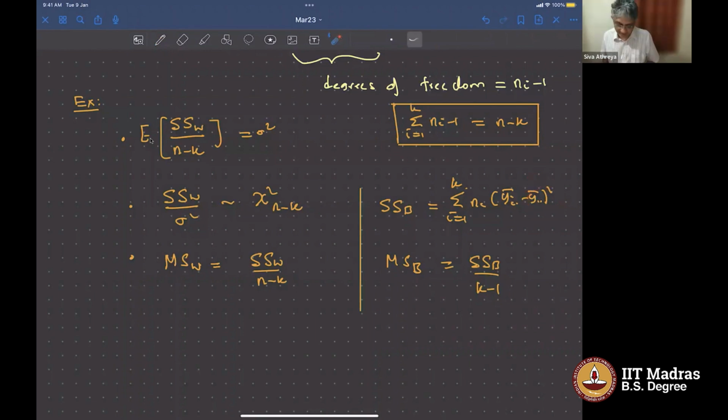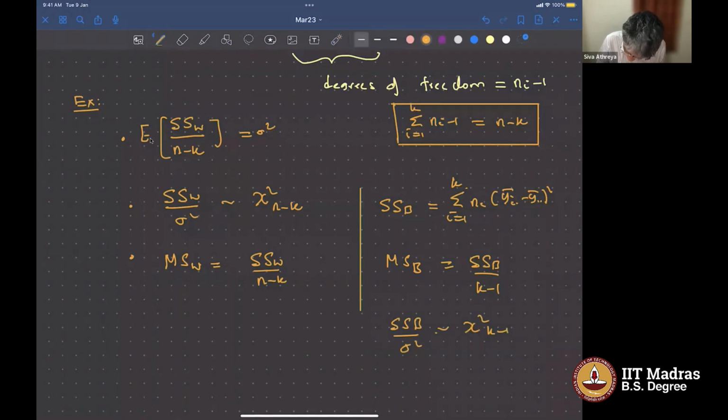So k minus 1. SSB by sigma squared is again chi squared with k minus 1 degrees of freedom. Again, it's like a sum of normals. One has to check that the normals are squared. And once you do this, the F statistic comes into play automatically.